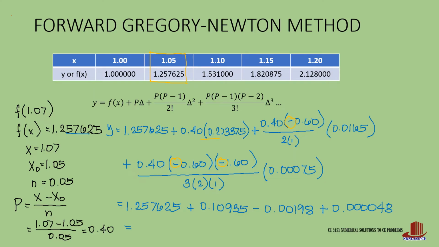Computing, we get 1.365043. Let's check our value. We have f of 1.07 and checking, 1.365043 is indeed within our limits for f of x.